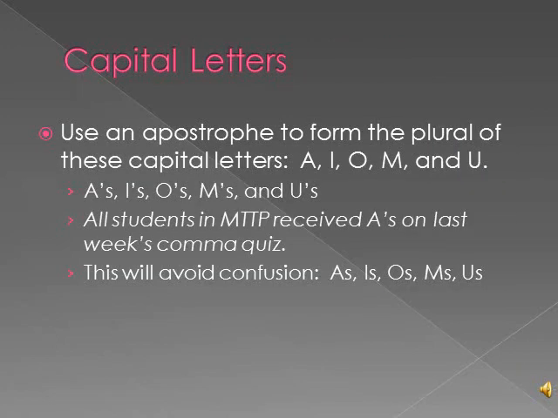We use apostrophes to form the plurals of capital letters A, I, O, M, and U, such as: all students in medical transcription techniques and procedures received A's on last week's comma quiz. A apostrophe S. This is to avoid some confusion, such as is, as, nis, us. So you can see that's why we do the apostrophe S with those capital letters.